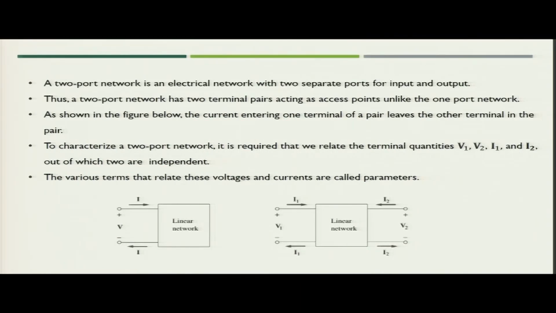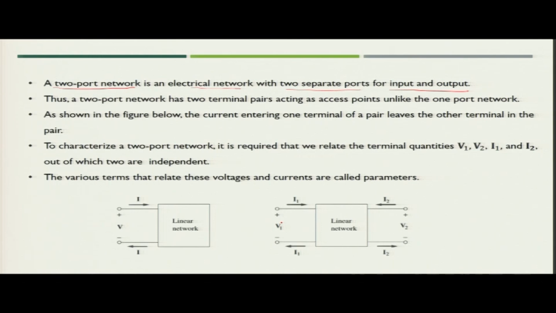So, what is a two port network? A two port network is an electrical network with two separate ports for input and output. If you look at this particular figure, this is a one port network where the current goes into the linear network and comes out from the other terminal, and voltage is applied across these two terminals. So, this is basically a one port network because it is having only two terminals.